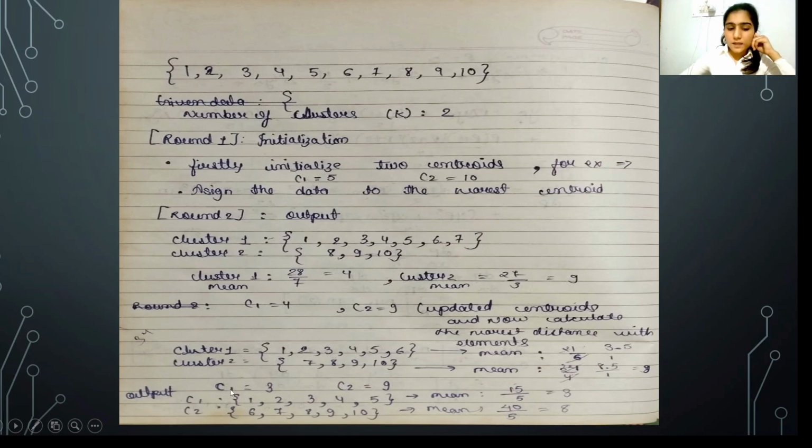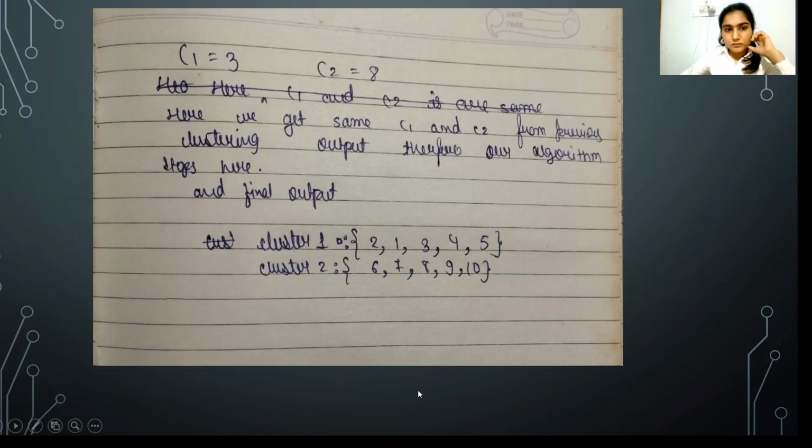So now again we will put C1's value as 3, C2's value as 9. So we will get output 1, 2, 3, 4, 5 in C1 and 6, 7, 8, 9, 10 in C2. And the mean of C1 is 3 and mean of C2 is 8. Now you can see that we get 3 and 8 as mean of cluster 1 and cluster 2 respectively. So again the C1 and C2 will be 3 and 8. So here we get the same C1 and C2 from the previous clustering.